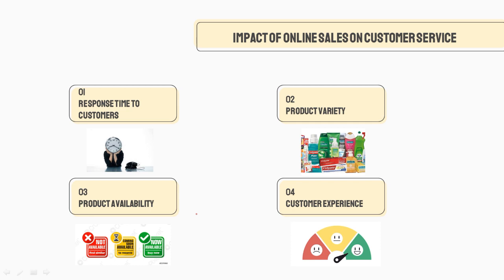So, next is the product variety. So, a company selling online finds it easier to offer a larger selection of products than a bricks and mortar store. So, pag sa online, 'di ba, makikita natin na napakarami nilang products na pwedeng i-offer. At tayo ay mamimili na lang kung ano man yung magustuhan natin.